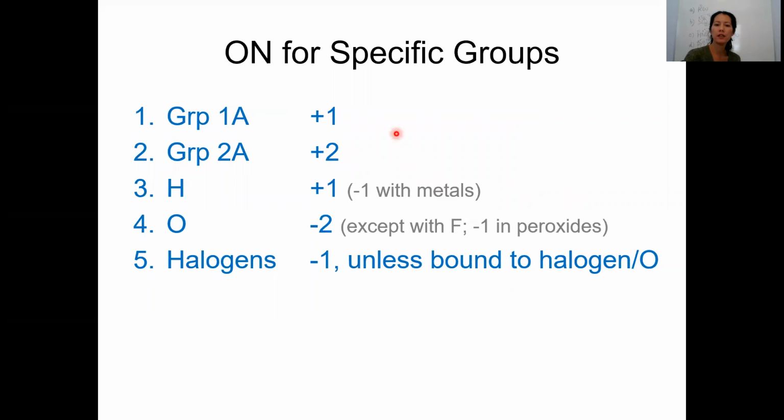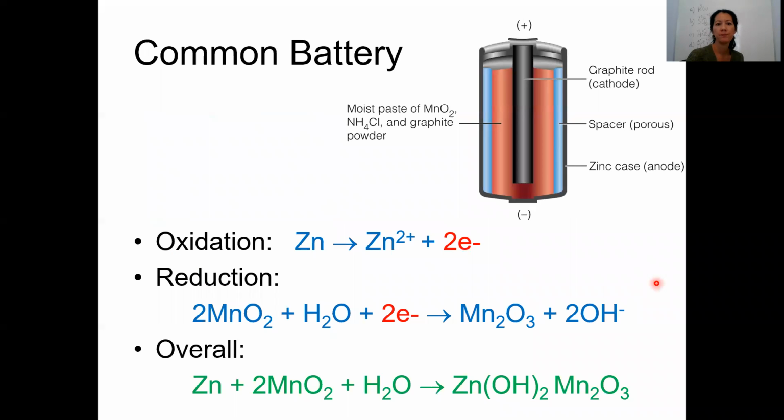Here are specific oxidation numbers. Group 1A will be +1, 2A is +2. H, I mentioned, is +1. Sometimes it could be -1, but I won't do that in this course. Oxygen will be -2, and halogens are usually -1, but sometimes it could be something different if they're bound to another halogen or an oxygen.